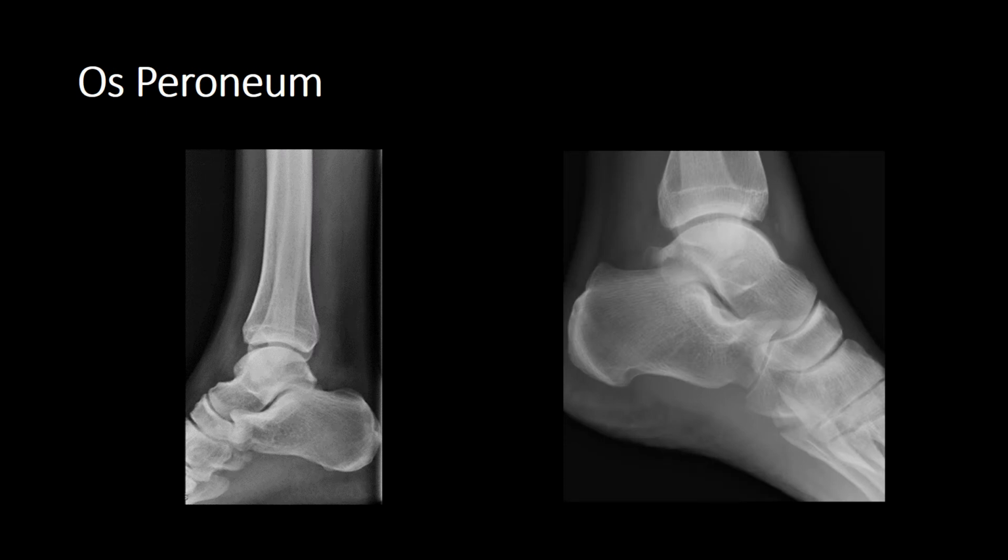Let's look at os peronium on the lateral view. On the left hand side, we can see os peronium residing just proximal to the cuboid. On the right hand side, we have a transverse fracture through the base of the fifth metatarsal. Let's have a look at these two images in closer detail.